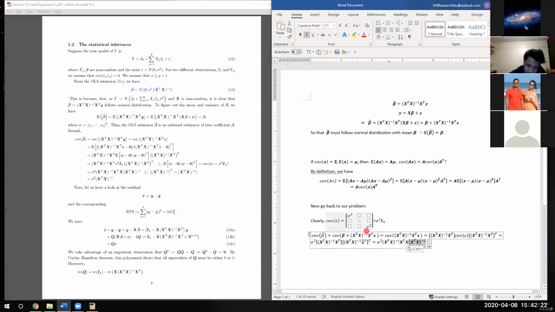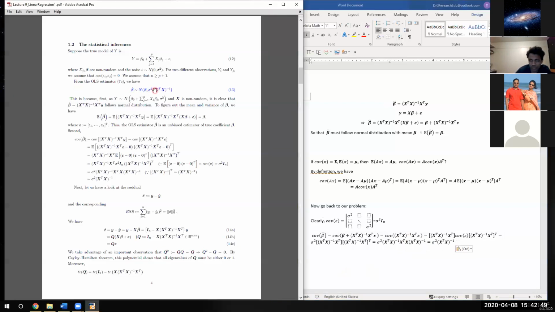This is nothing but (AB)^T equals B^T A^T. That's it. So after the inverse you're going to have X^T transpose, which is X here, and then (X^T X) inverse has a transpose, because it's symmetric, so it's itself. So this finally equals this sigma square, and then copy and paste this part and done. Okay, that's how you can prove this conclusion. Clear? Any questions? This is very simple, right?